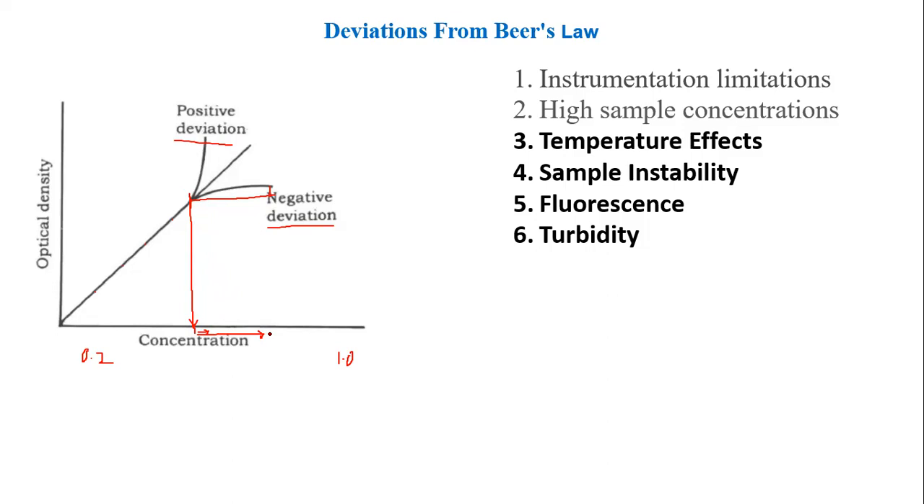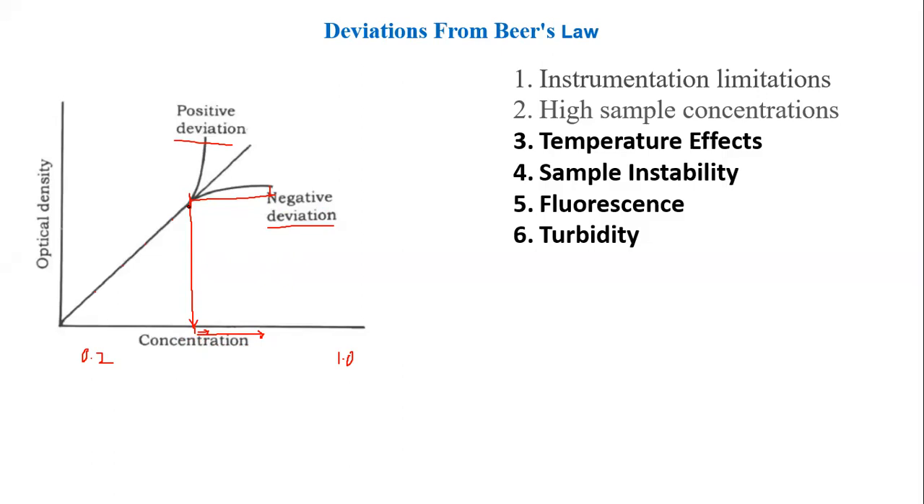Am I making sense? Yes, sir. Okay. So there are two ways in which the deviations can happen. One is a positive deviation, when with slight increase in concentration, you get a large increase in absorption. And there is another way of looking at it, that is negative deviation, where with large increase in concentration, there is very small increase in absorbance, which is also not following Beer's law.